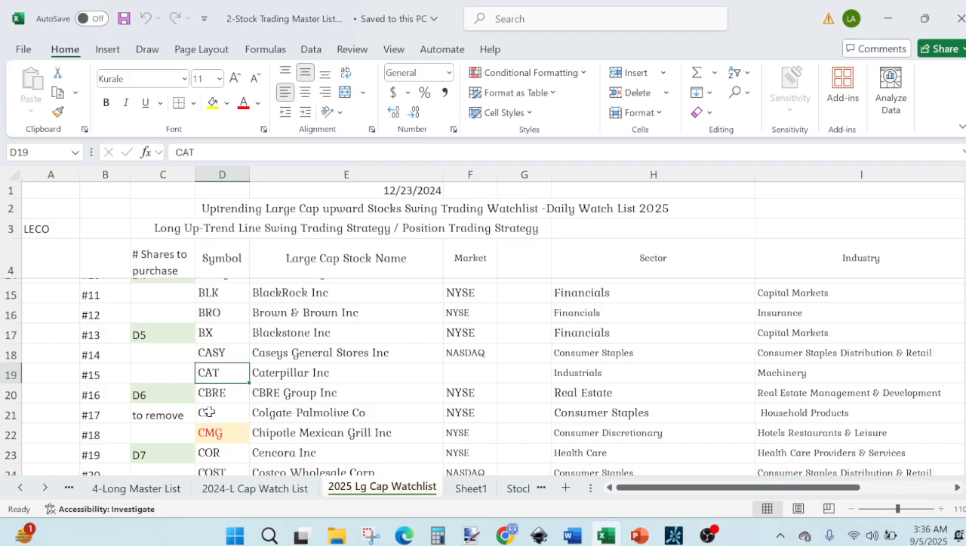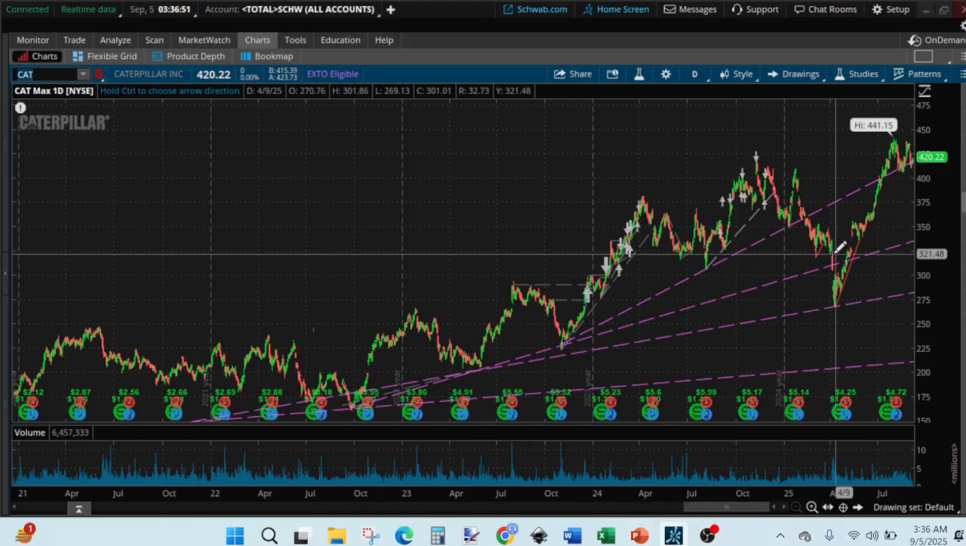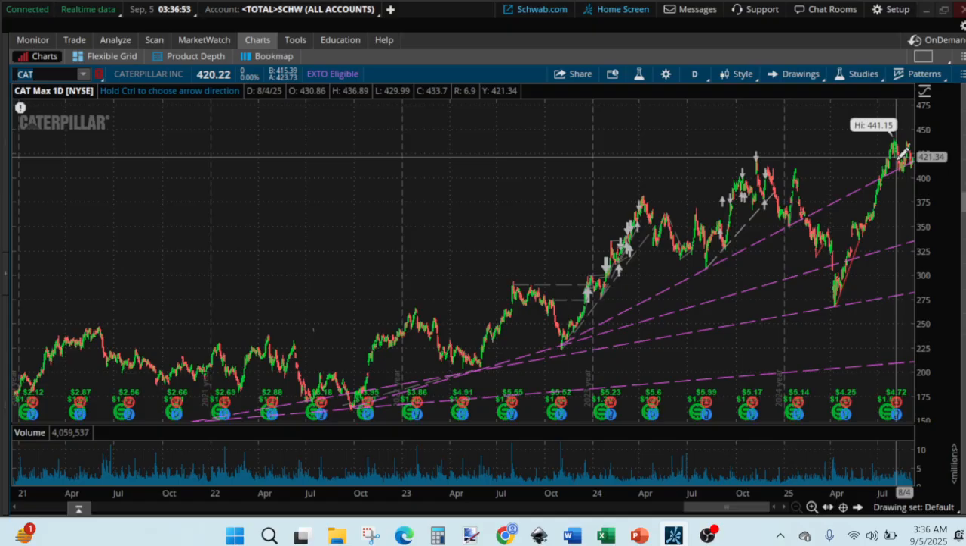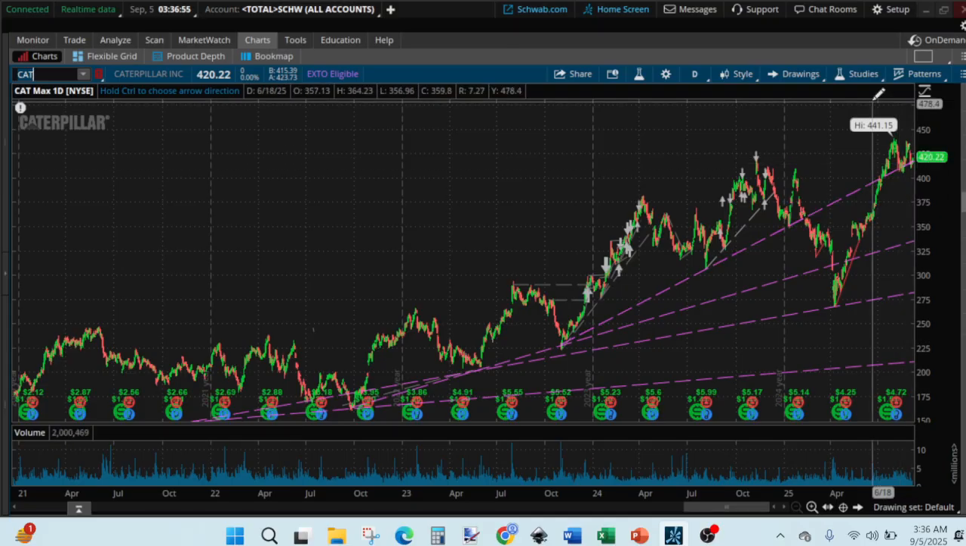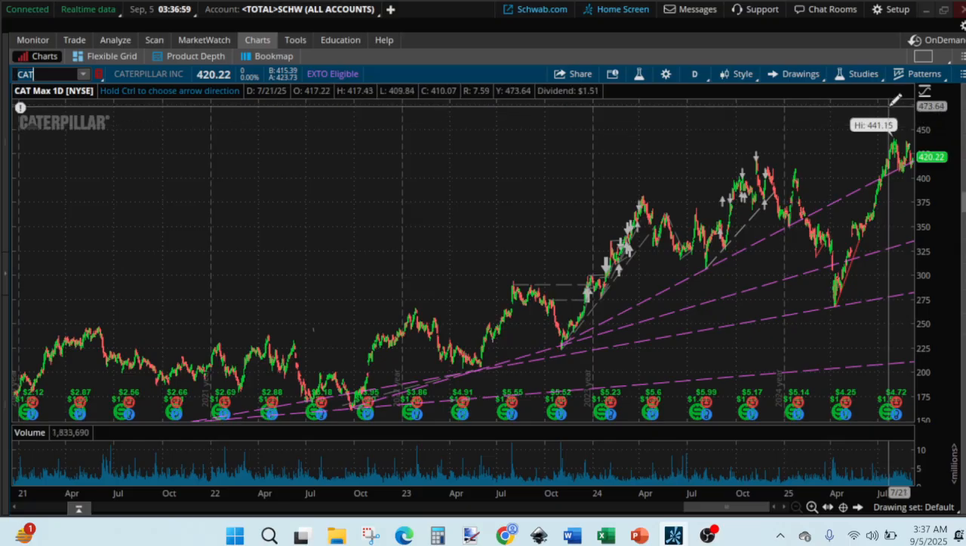So once we purchase it, we'll highlight it, and the way we'll analyze it will be different. It will be to compare where the price is to where we want to sell it, which will be when it reaches a new high.